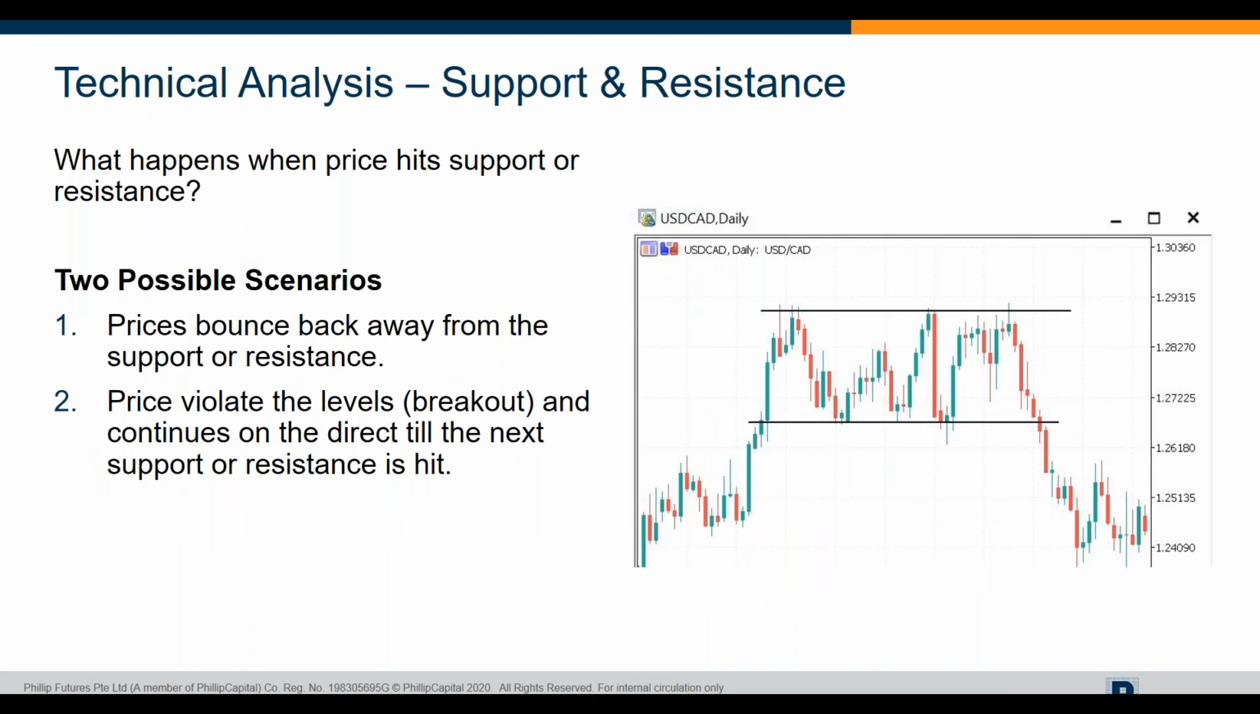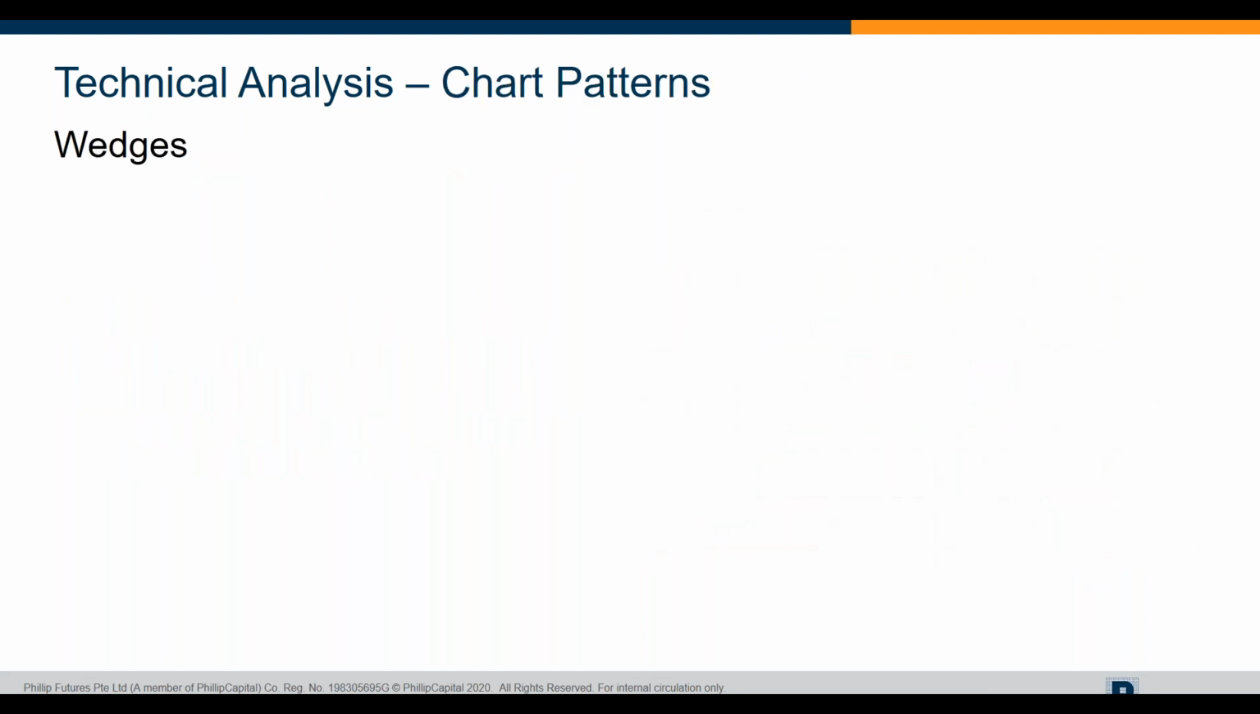So what happens when a price reaches this key level, support or resistance? There are two scenarios. It can either bounce away, like you can see from here. It reaches the top band, the resistance, bounces back, reaches the support, bounces back. After bouncing back a few times, when it reaches here, it just doesn't bounce back anymore. It just breaks through to the next target. So there are two possible scenarios right here.